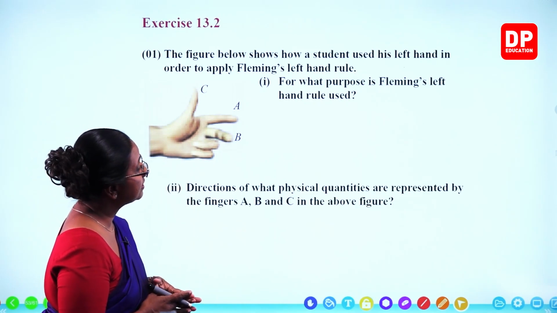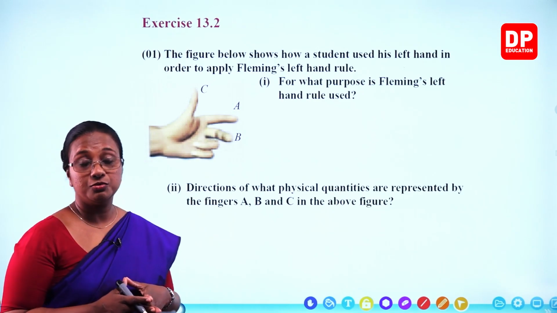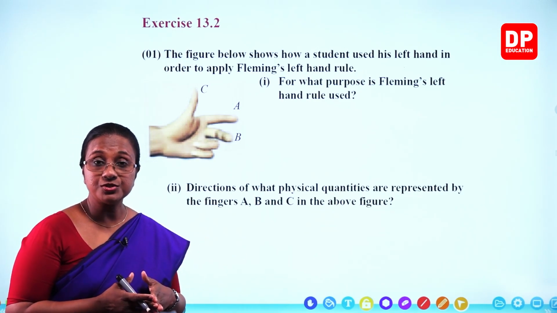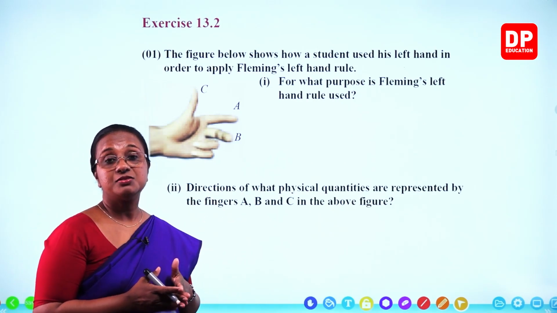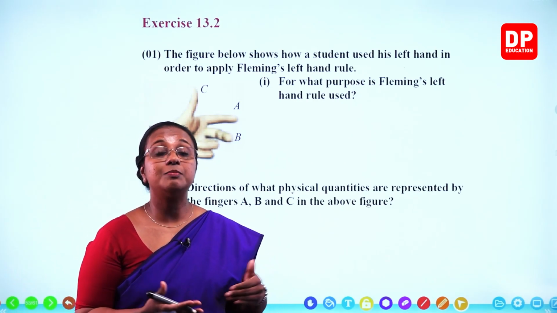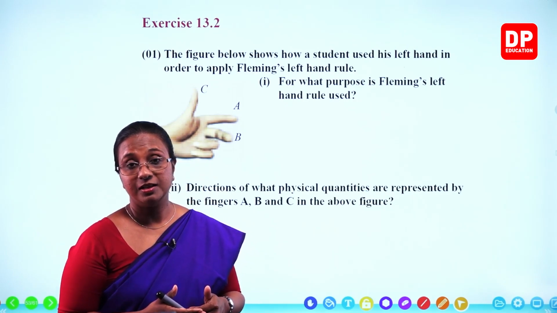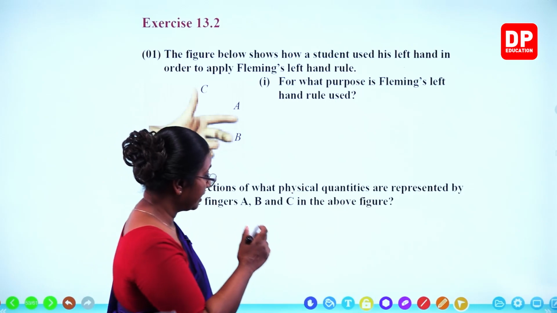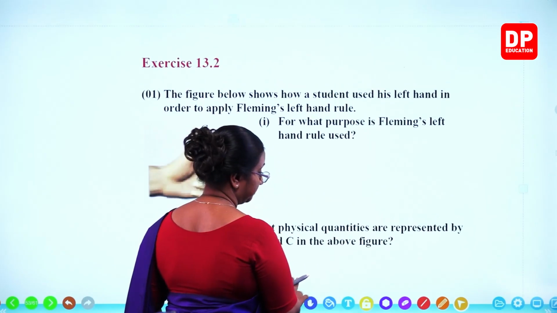For what purpose is Fleming's left-hand rule used? To find the direction of the force when a current is flowing through a conductor placed in a magnetic field. So that is why we use Fleming's left-hand rule. That is what you need to write there.